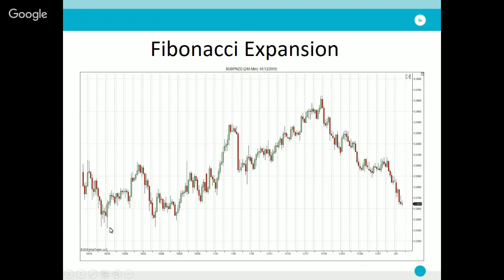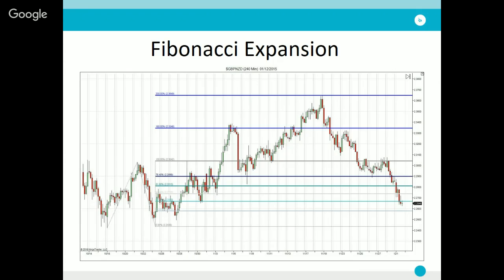So we fib from this point here, the low of the first move, to the high. So this is our dominant swing. And we also then drag the tool down to include the correction. So we have A, B, C, 3 points in this move, which we measure with the Fibonacci expansion tool. So now we can see that we have our expansion levels projected onto the chart. Again, we measure from the low to the high, which is the initial move. We drag it down to include the correction. And then this gives us our expansion levels to focus on.